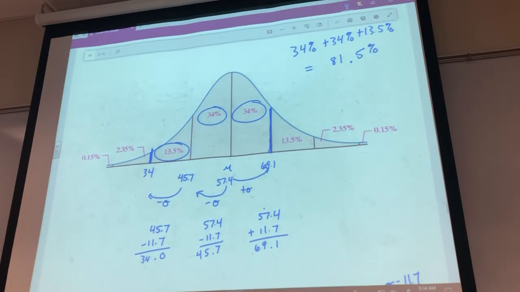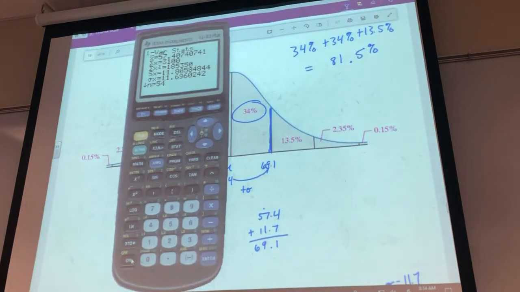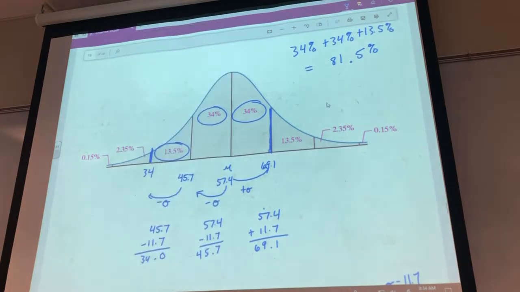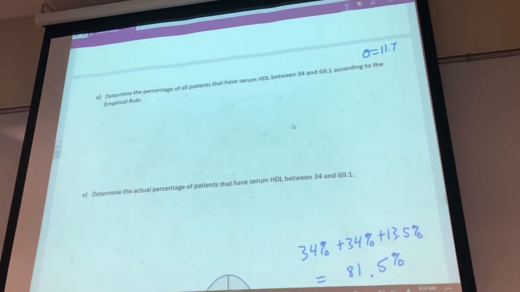I don't know if I did that right. Let's make sure. Yeah, so 81.5%. According to the empirical rule, we would expect approximately 81.5% of our data values to fall in between those two numbers. So we'll say 81.5%, approximately. And it's not going to be perfect because our distribution was not exactly bell-shaped. It was approximately bell-shaped, so it's not going to be exactly 81.5%.